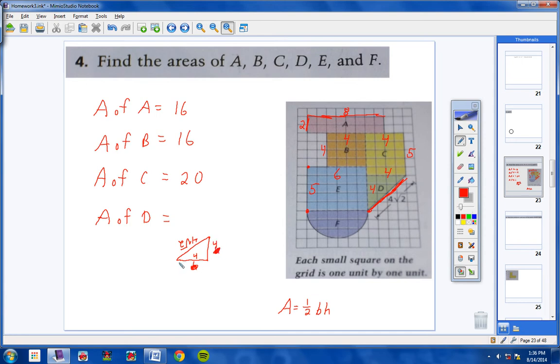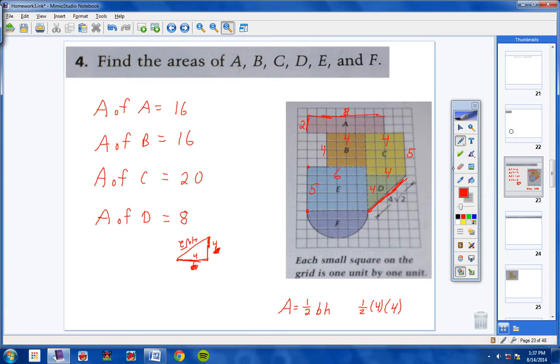Now what is the base of the triangle? 4. What is the height of the triangle? 4. So 1/2 times the base, which is 4, times the height, which is 4. So if you use a calculator or do it in your head, however you want to do that, 1/2 times 4 would be 8. So the area of D would be 8.